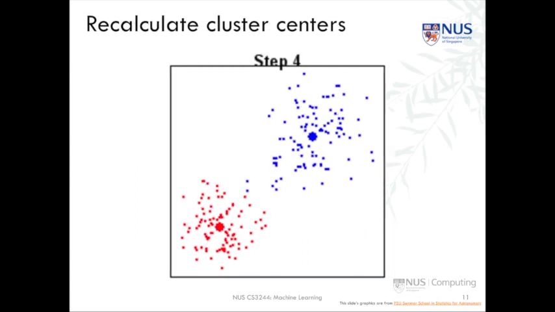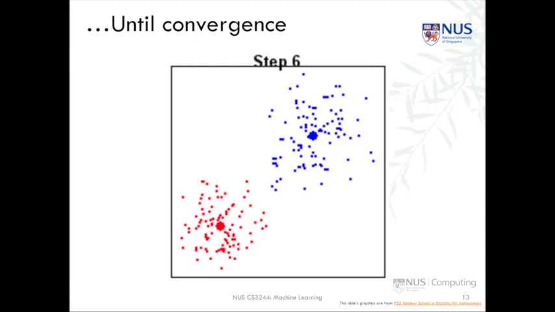We can then recalculate the cluster centers, and you can see it's starting to move to an optimal position where we have the blue points on the top right and the red points on the bottom left. We repeat this until convergence. By convergence, we have several different criteria, but one easy solution is to say when we iterate again and none of the points change their membership.